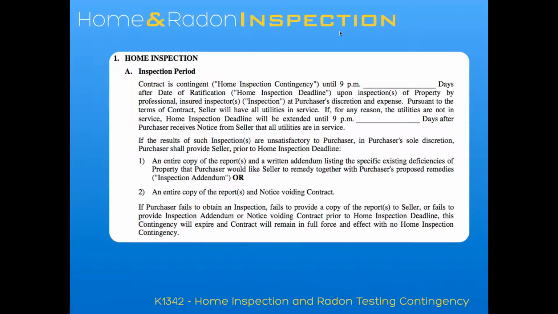You don't have 7 days to do a report and then get the report over sometime after that. It's got to be in the hands of the listing agent before 9 p.m. on that seventh day, whatever way is addressed in the Virginia jurisdictional addendum.